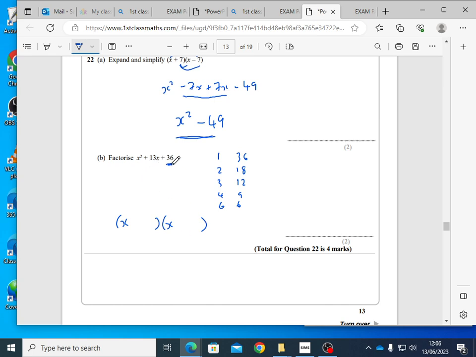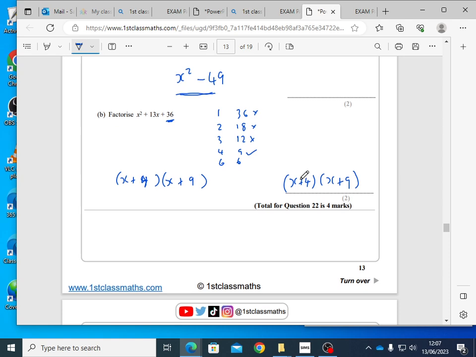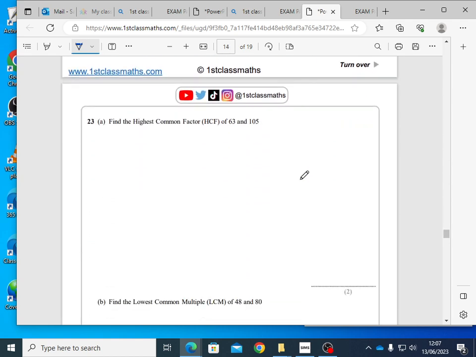And which one adds up to 13? That doesn't. That adds up to 20. That adds up to 15. There we go. That's the only one that will add up to 13. A 4 and a 9. Make sure you write your 4 properly. And they're both positive. I'm going to write that again because my writing does not look great there. x plus 9. So that's pretty straightforward if you stick to that method.